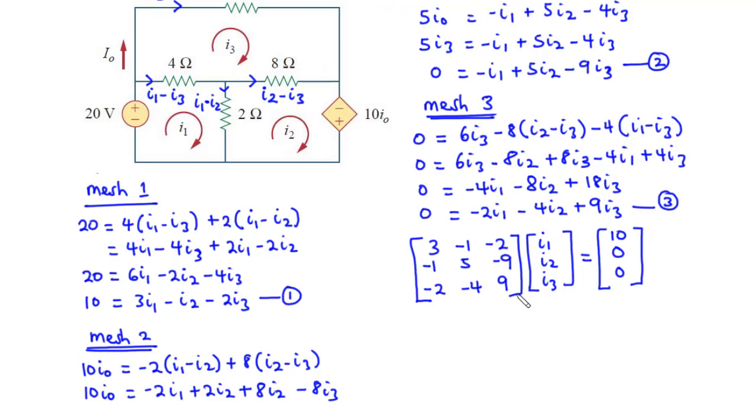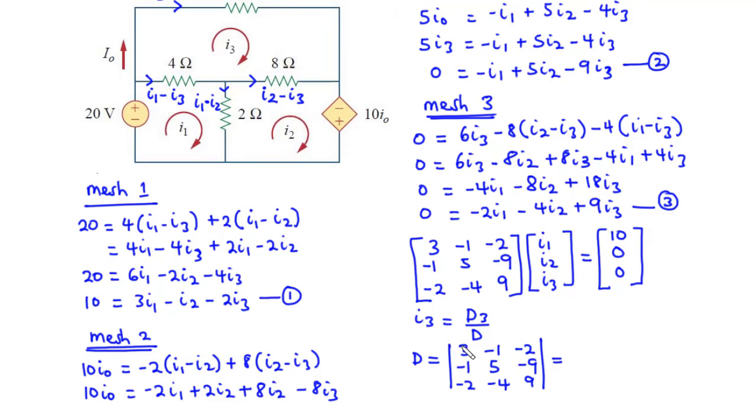So using Cramer's rule, we know that I3 will be equal to D3 over D. So let's find first of all D and then D3. So for D, we have D to be the determinant of this 3 by 3 matrix, that is 3, -1, -2, -1, 5, -9, -2, -4, 9.